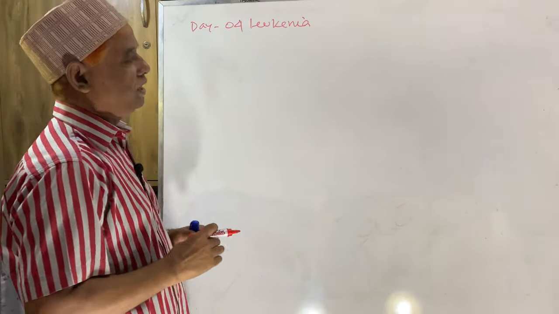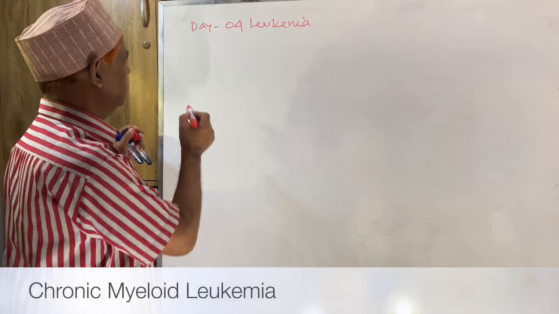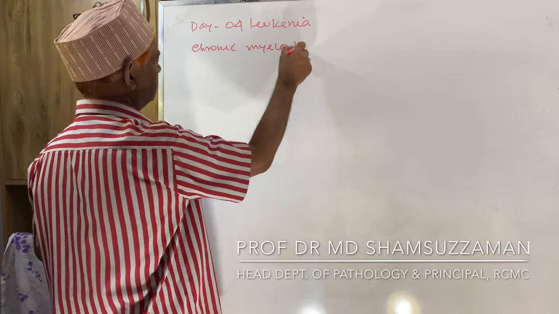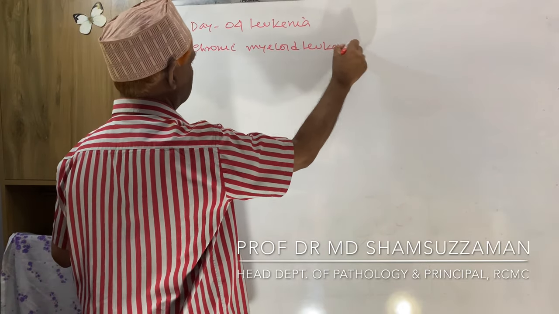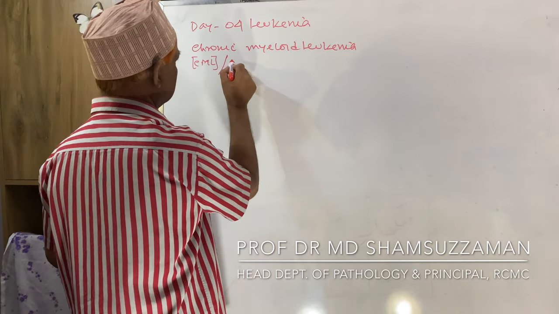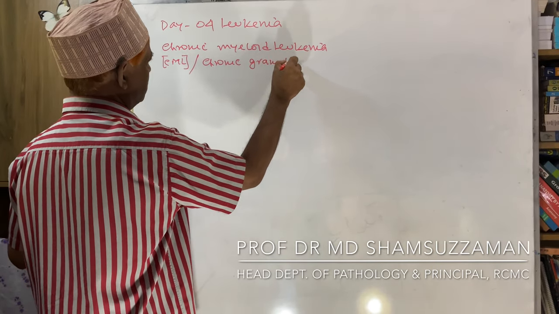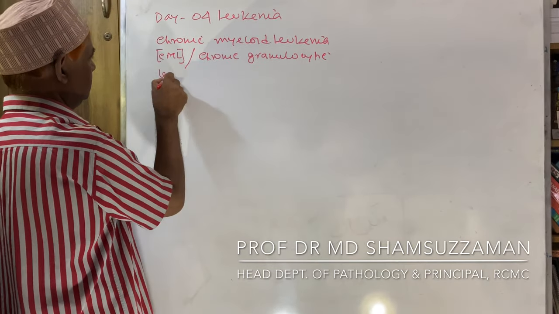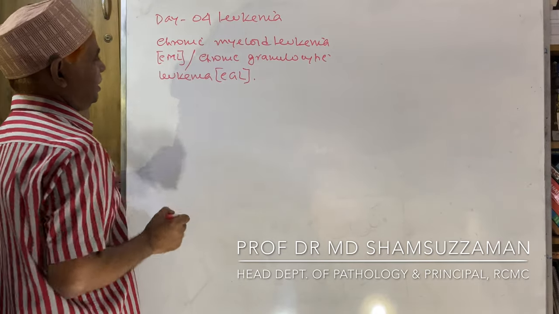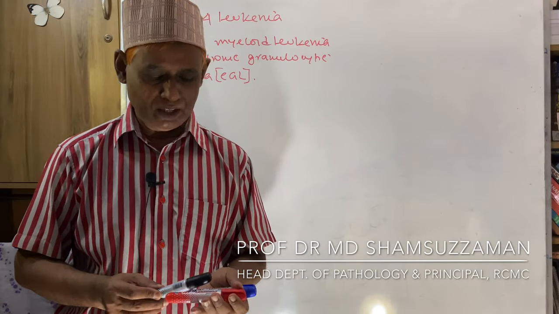Previously, I have told you about acute lymphoblastic leukemia and acute myeloblastic leukemia. Today, we come to chronic myeloid leukemia, CML, or it is also called chronic granulocytic leukemia, CGL. If anybody suffers from chronic myeloid leukemia or chronic granulocytic leukemia, what may be the clinical presentations?